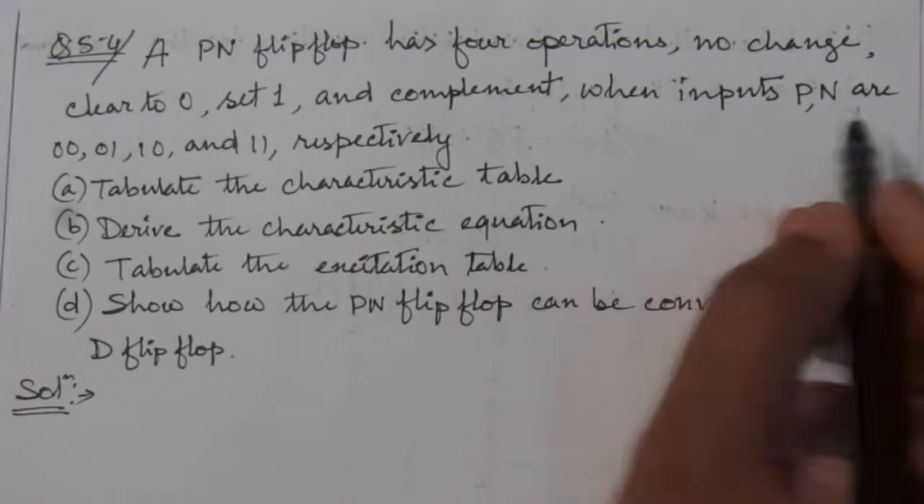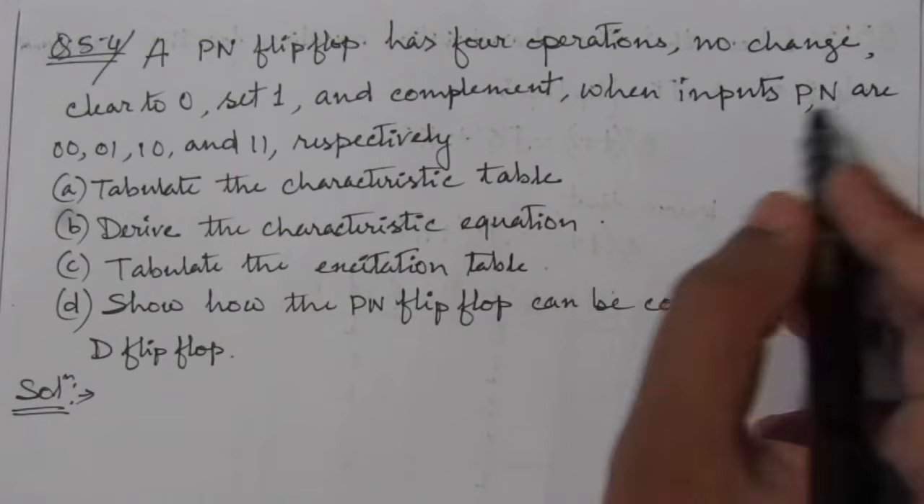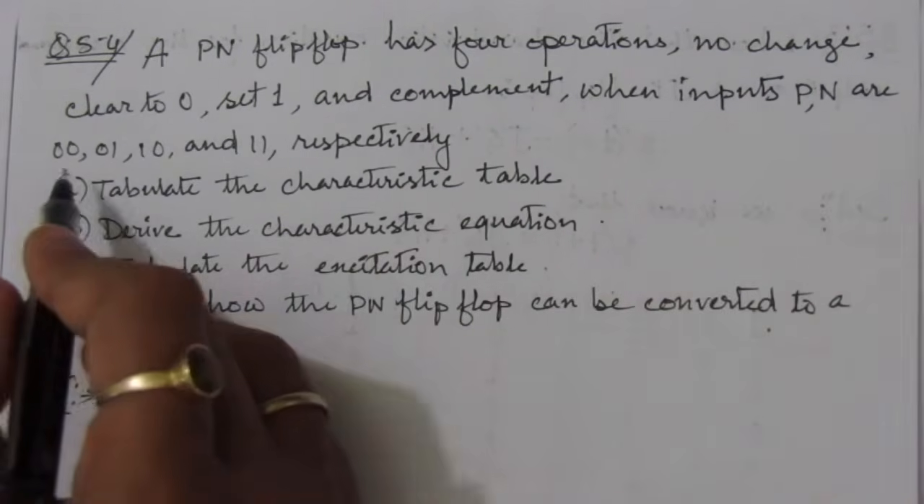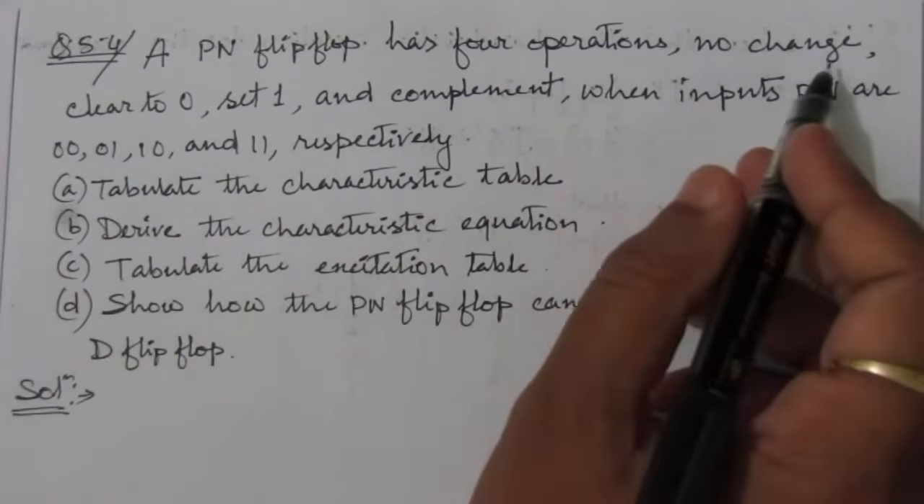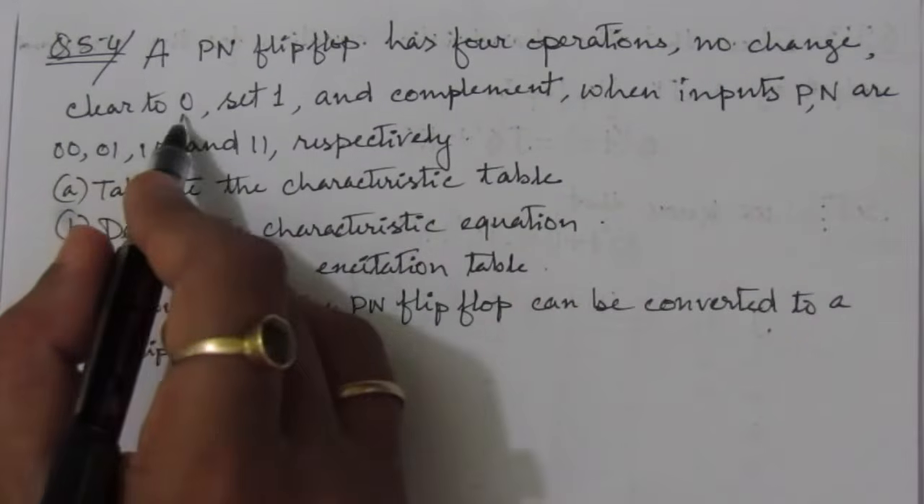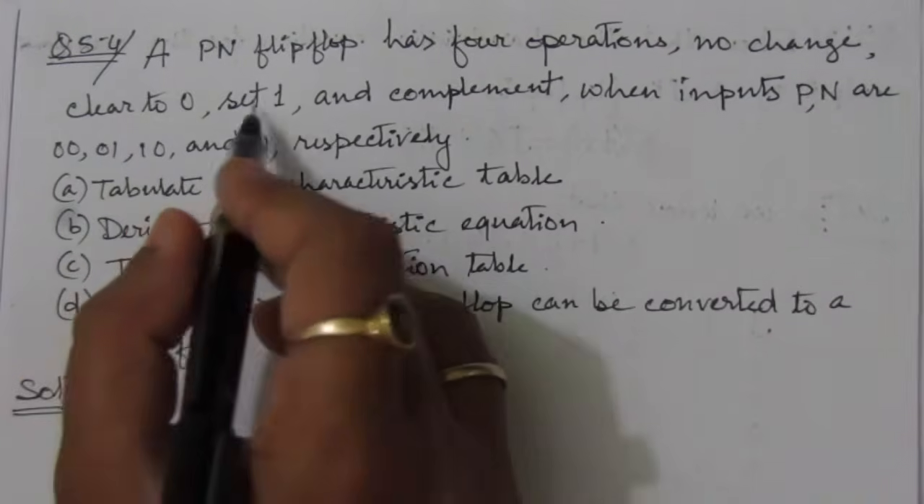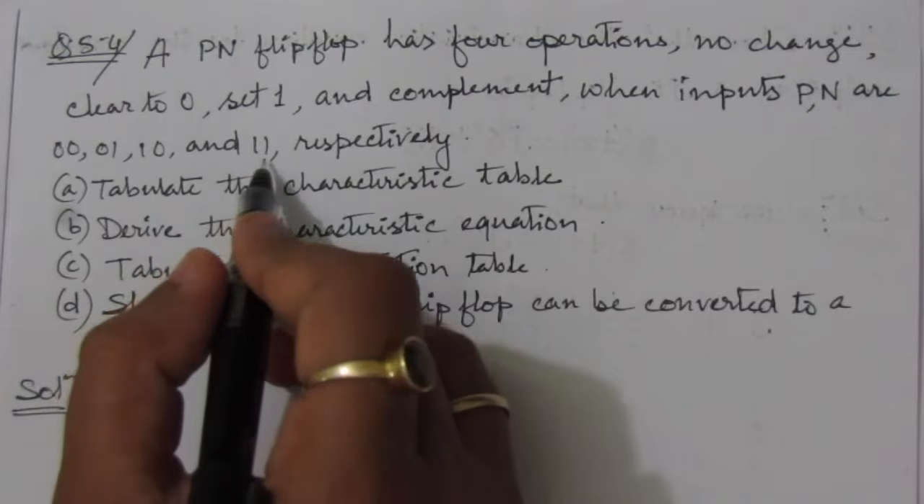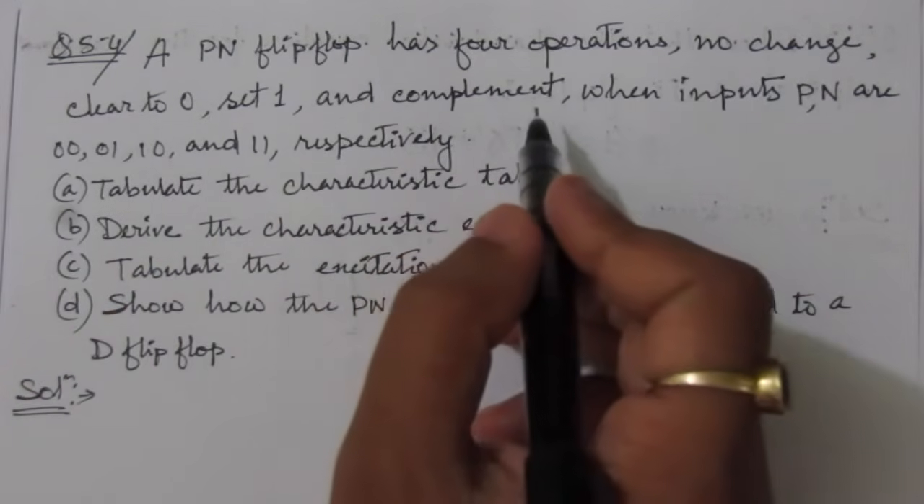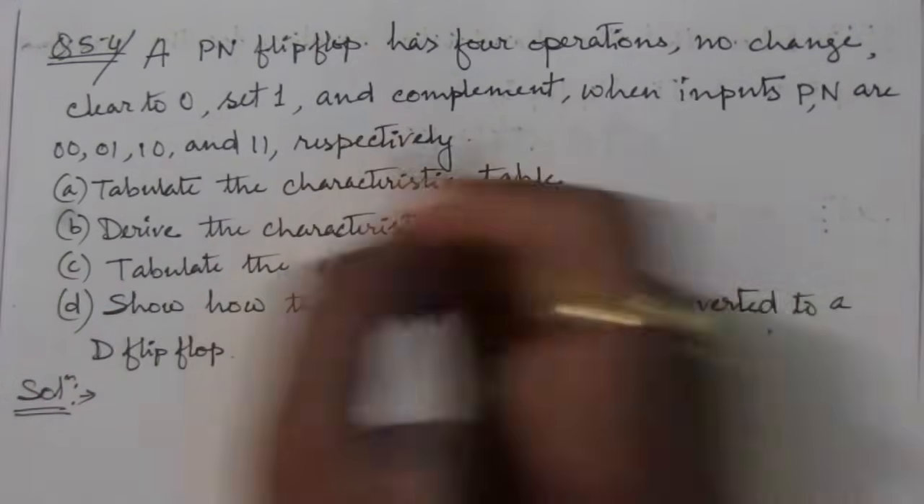When the P and N input combinations are 0 0, it will give no change. When it is 0 1, it will clear to 0. When it is 1 0, the output is set to 1, and when the input is 1 1, the output is the complement of the previous output. So these are the given conditions.